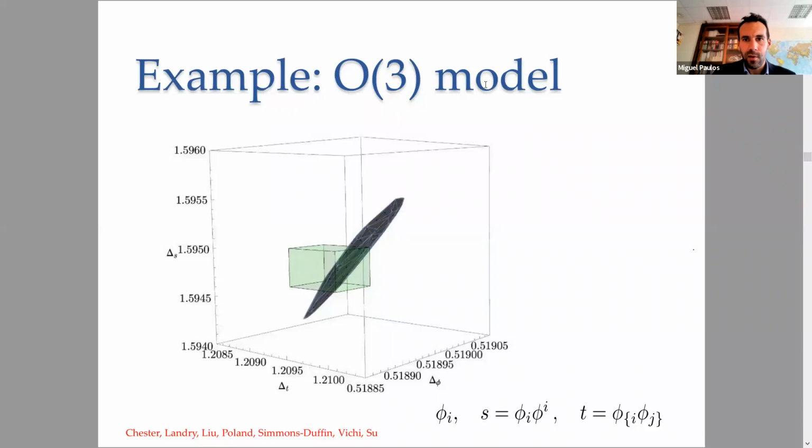In the O3 model, these people studied, by bootstrapping, the correlator of the elementary field that's charged under O3, and then the singlets that you can build out of this field, and also a traceless symmetric tensor that you can build out of it. So there are these three fields, phi, s, and t, and we're going to bootstrap the set of correlation functions involving these three fields. And with a lot of work, you get this very nice region here in black, and this cube is Monte Carlo results.